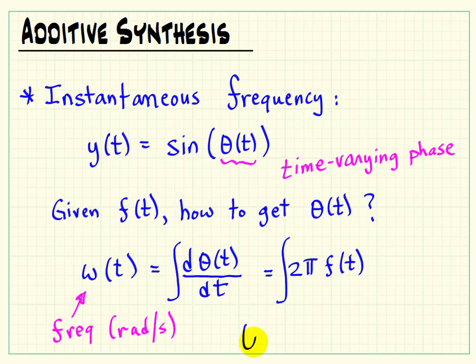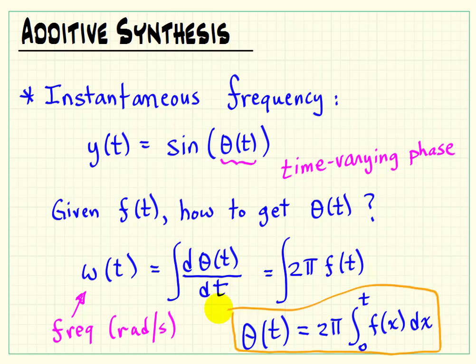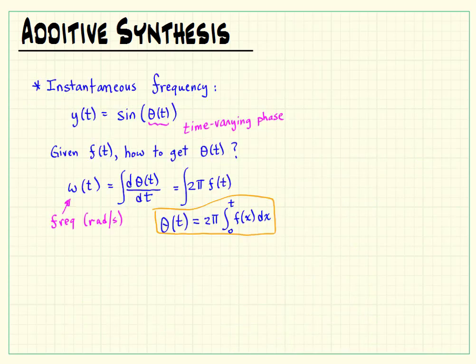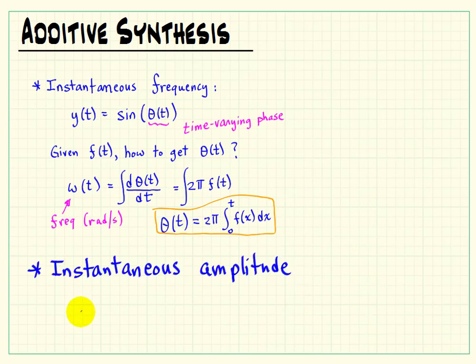Now, to solve for the desired phase function, I need to integrate both sides of my expression. 2 pi is just a constant that we can pull out of the integral. So our phase function is essentially the integral from 0 to t of the instantaneous frequency. If you think about the area analogy for the integral, we're adding up the area underneath our frequency trajectory.